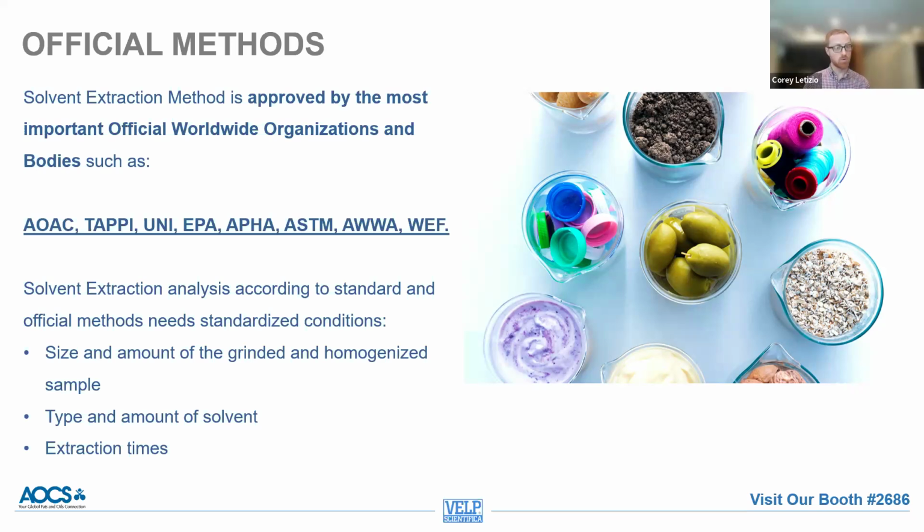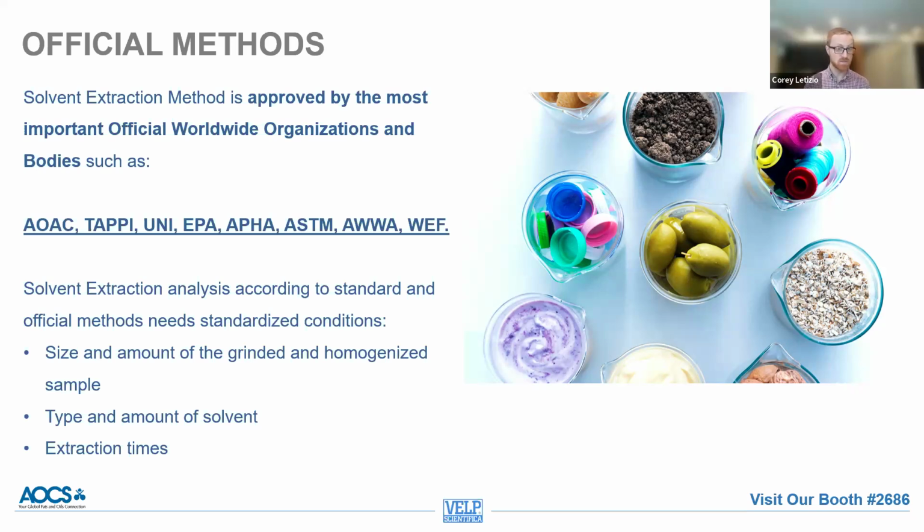Now, what's important to note with solvent extraction and the analysis with it, according to the standard and official methods, is that there are three main things that need to be standardized. The first is going to be the size and amount of the ground and homogenized sample. It's really important to remember, which is true with most any analytical technique, the more homogenized the sample is, the more repeatable and reproducible the results will be. So that's important to note.